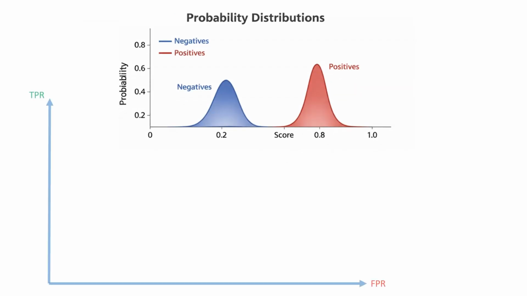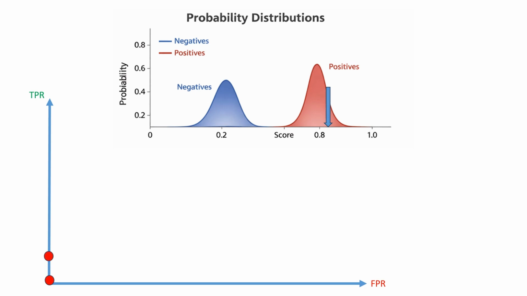Now imagine we have a model where the score distributions of the positive and negative classes look like this. This would be an excellent model because there is no overlap between the two score distributions. If we set the threshold very high at the beginning, both TPR and FPR will be 0, since no samples are classified as positive, meaning we have no true positives and no false positives. As we slightly lower the threshold, some high-confidence positive samples will be classified as true positives, so TPR will increase slightly.